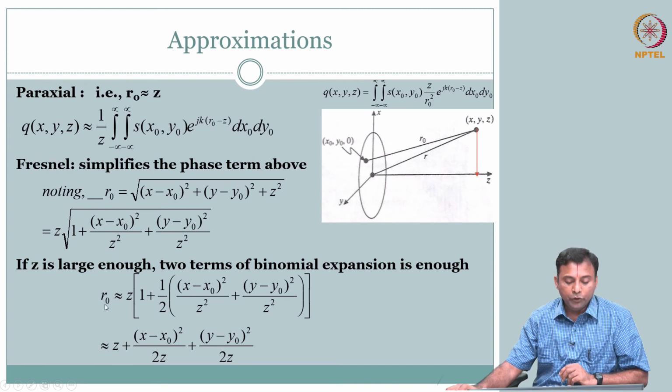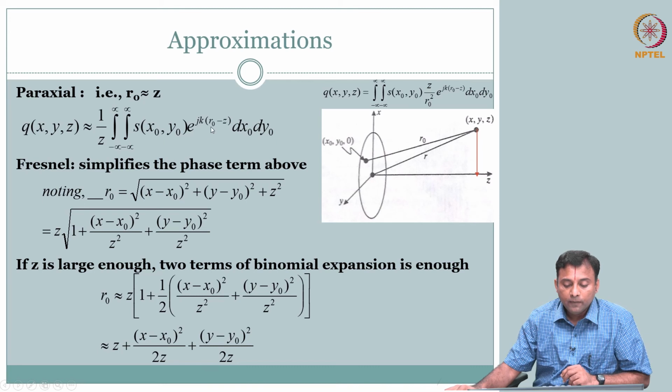So where are we going to use this r naught? This r naught I have to substitute here. When I substitute, what do you see? There is a z here and a minus z here, and those two will cancel. Okay, and then you will be left with only x minus x naught squared by 2z and y minus y naught squared by 2z.